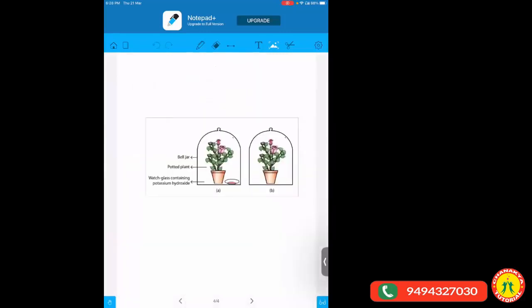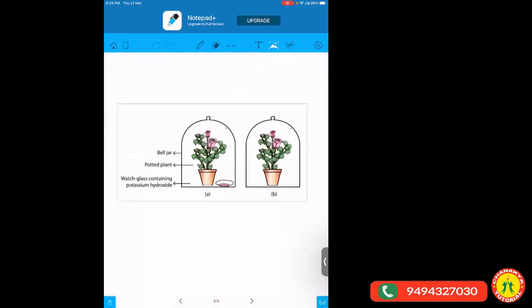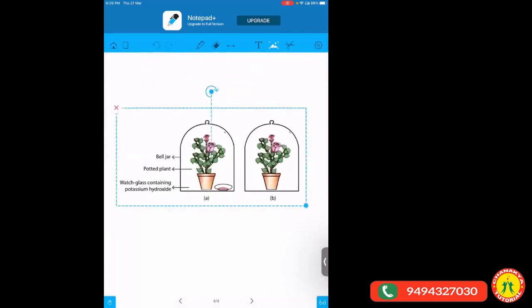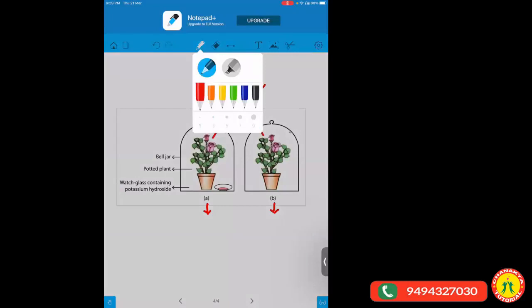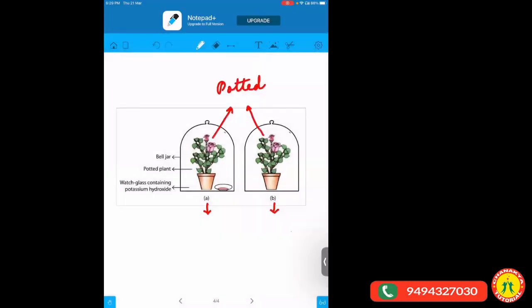Now, this is a setup of the experiment. Fine. So you can see the two pictures are there. This is the A picture and this one is the B picture. Now, inside this, you can see the potted plants. So one is here, the second one is in B.